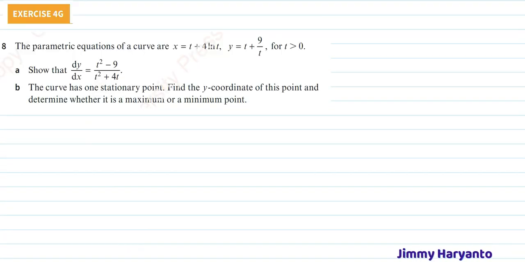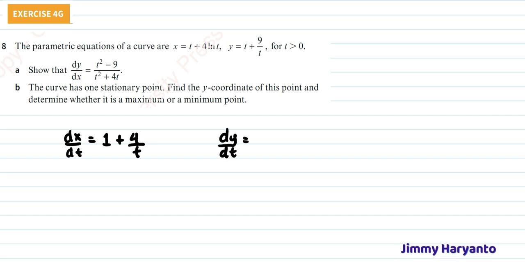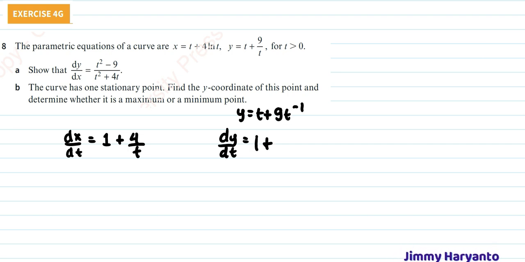Next one is part 8. For this one also the same, you have to find the dy over dx. That means dx over dt first. The differentiation of t equals 1, the differentiation of ln x will become 1 over x, that means 1 over t. And then for the dy over dt, you have to make the y into this form first, 9t to the power of negative 1. That means the differentiation of t equals 1, the differentiation of this one is negative 9t to the power of negative 2. That means altogether you will have this result.